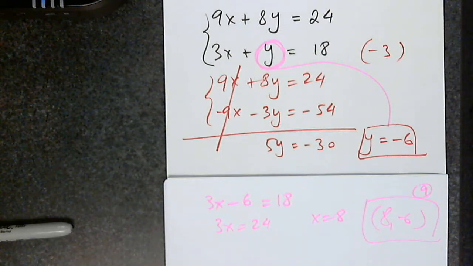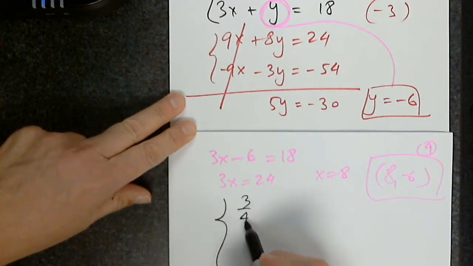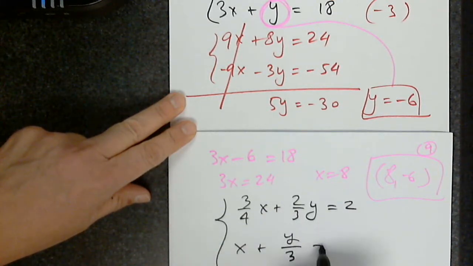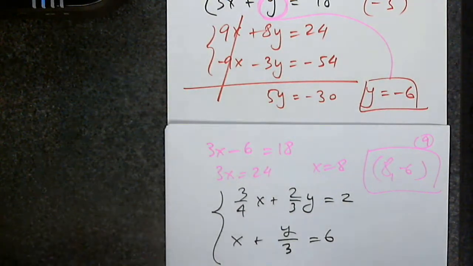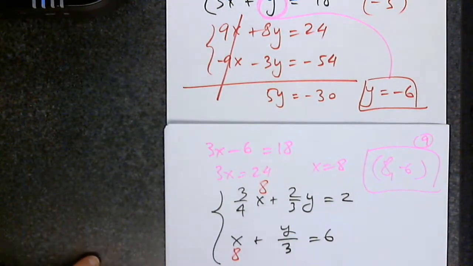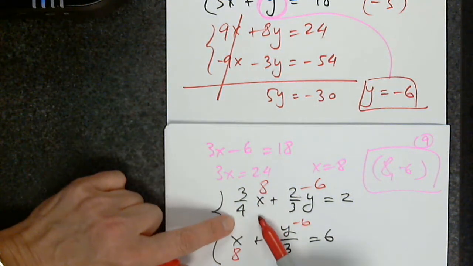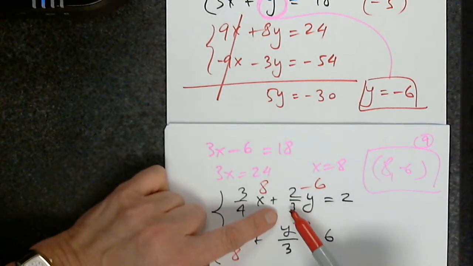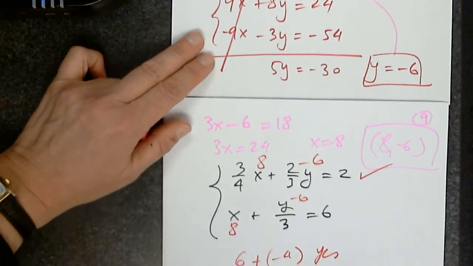However, I don't trust it, and I go back to the original problem, and I'm going to copy the original problem right here and check. 3/4 x plus 2/3 y equals 2. x plus y divided by 3 equals 6. So I replace x by 8 everywhere, and I replace y by negative 6 everywhere. So 3 over 4 times 8 over 1, I simplify, and I get 6, plus 2 over 3 times negative 6, I simplify, and I get negative 4. 6 minus 4 is 2, yes, it is. I'm checking the second one.